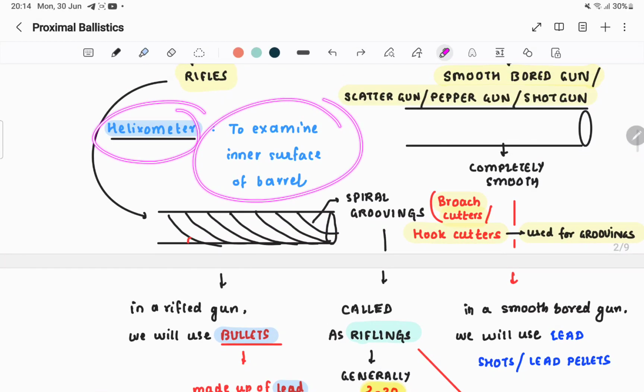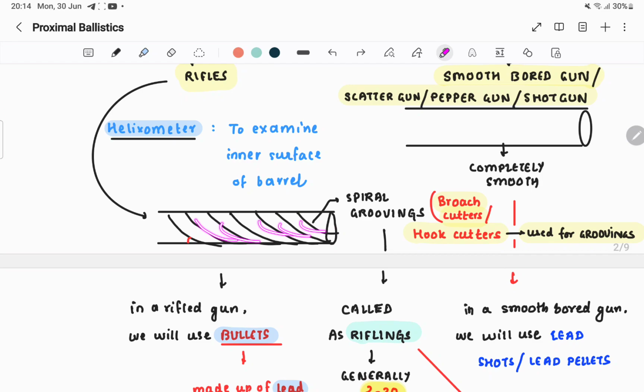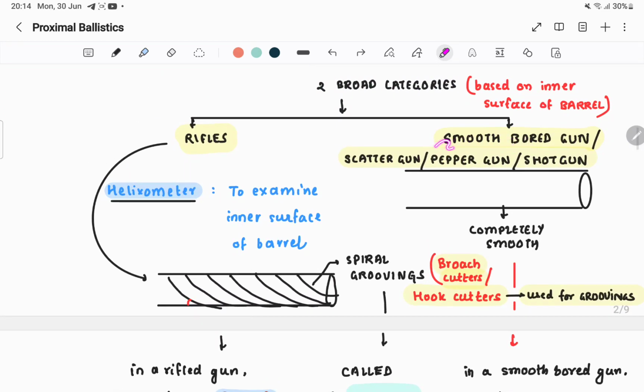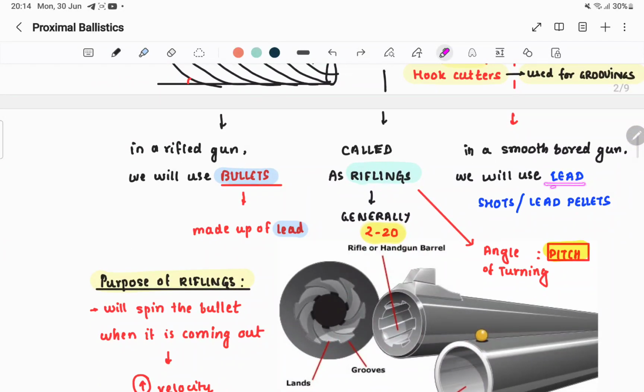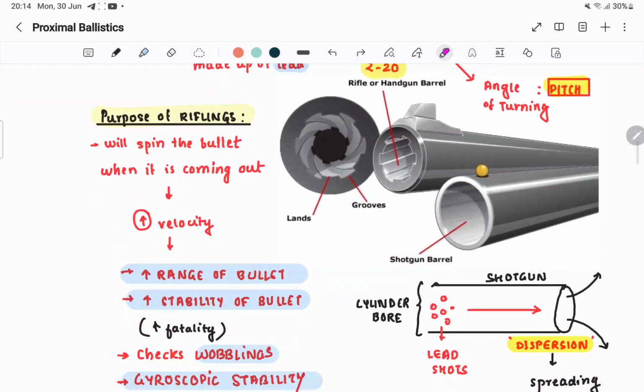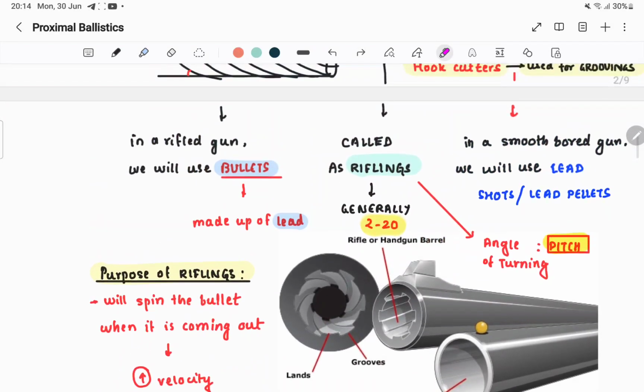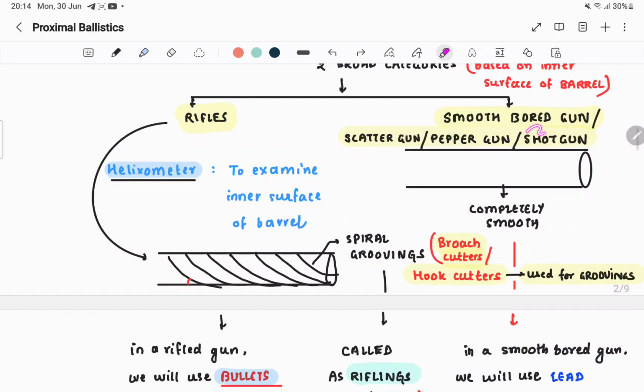Helixometer is a device used to examine the inner surface of the barrel. And the second category is the smooth bored gun, also called scatter gun, pepper gun or shotgun. There is scattering. What scatters? Lead shots. Basically there are multiple bullets here. We use lead shots or lead pellets. Look at this. These are from a smooth bored gun.